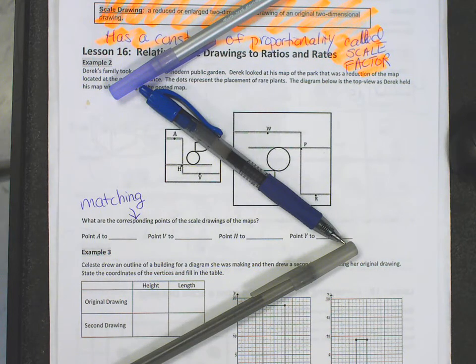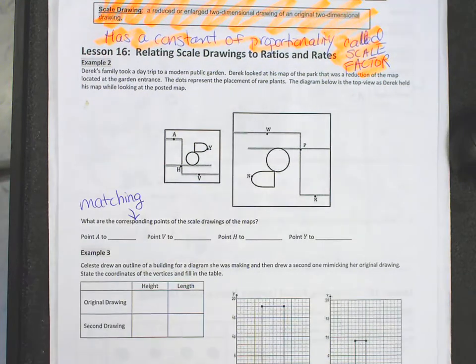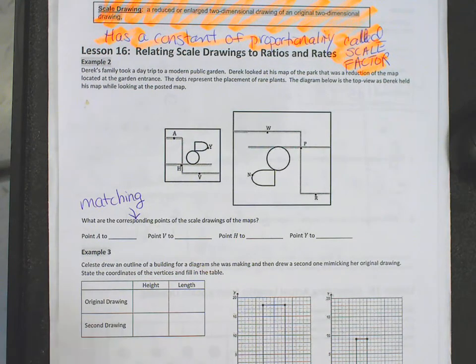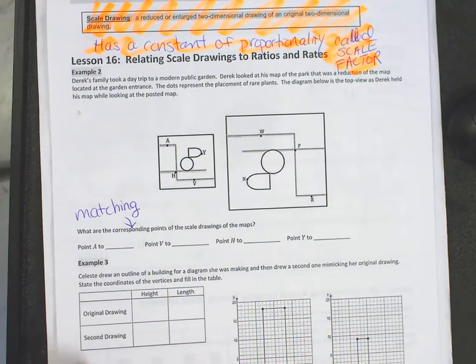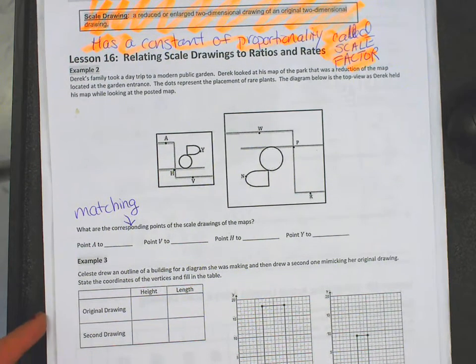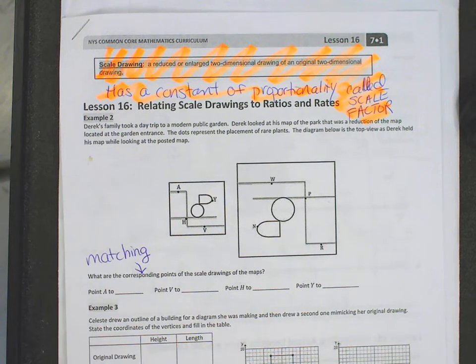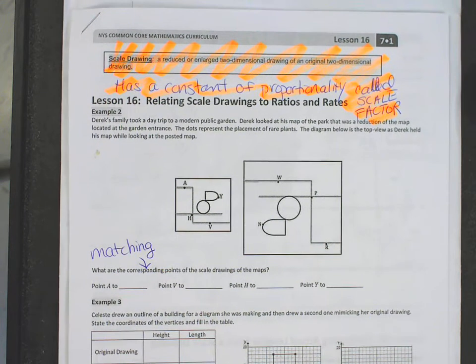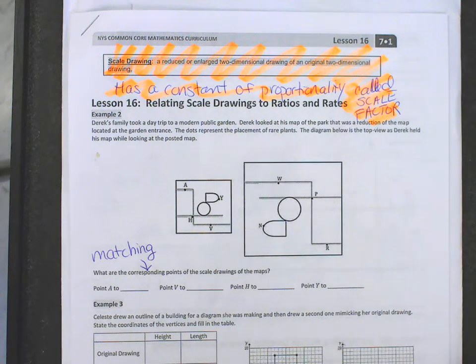So, aside from the normal hilarity, let's do our scaling notes. If something is drawn to scale, it is proportional to the original. It's a reduced or enlarged two-dimensional drawing. And it's highlighted in gray, but you should probably use a different color and highlight it again.